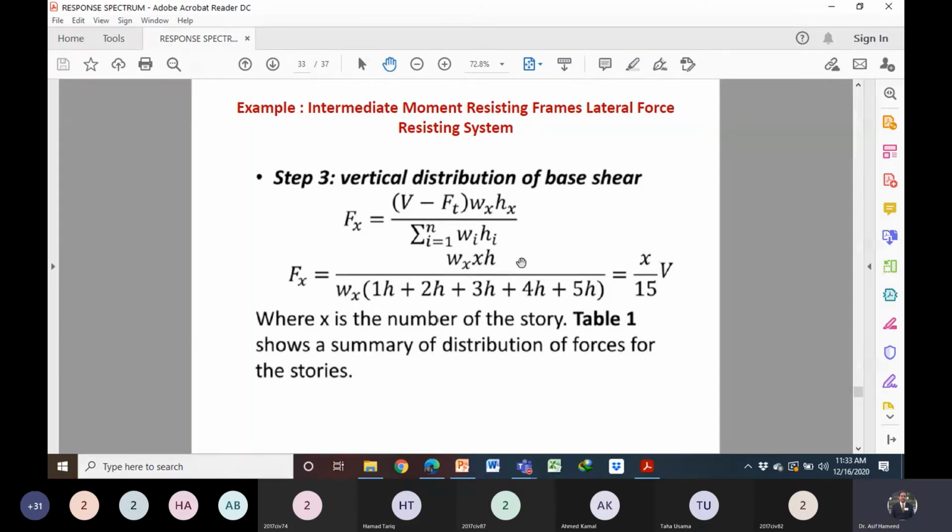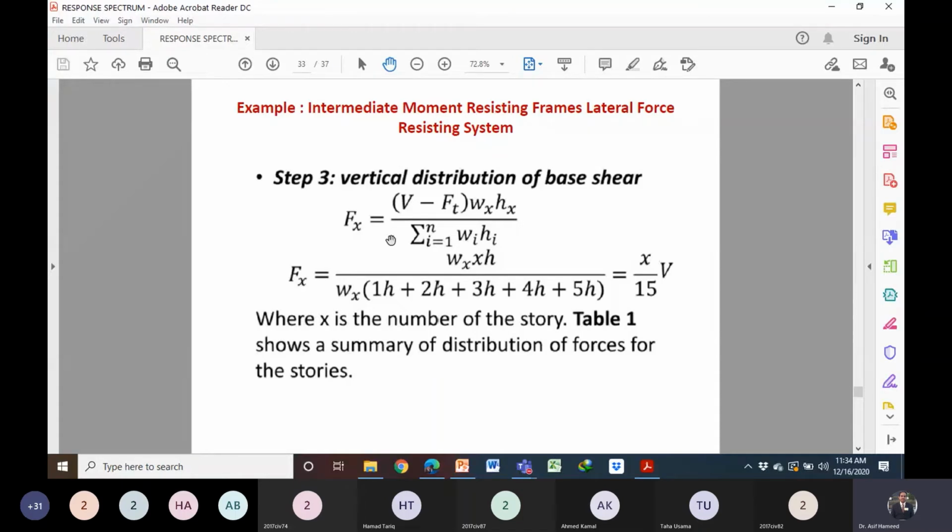So please add V here, because Ft is equal to 0. Wx will be cancelled. H will be cancelled. In the denominator, we have 15 multiplied by V. And in the numerator, we have the number of story. For the first story, this value will be equal to 1. For the second story, F2, this value will be 2, and so on. So we have simplified this expression.